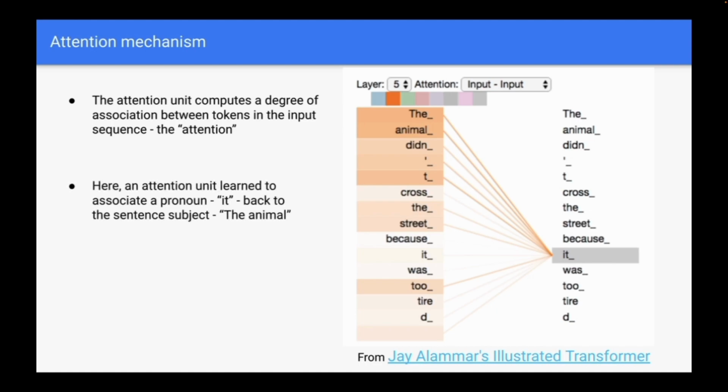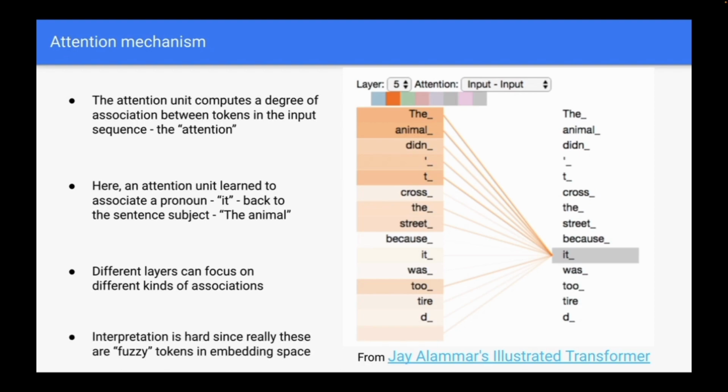You can see in this case, the attention unit learned to associate this pronoun it back with the subject sentence, the animal. Other layers are going to learn different things, but this can help you conceptualize what the attention really is doing. It's saying, oh, for this word, what's important to pay attention to back in the sentence is the subject of the sentence. But different layers might get very different associations there.